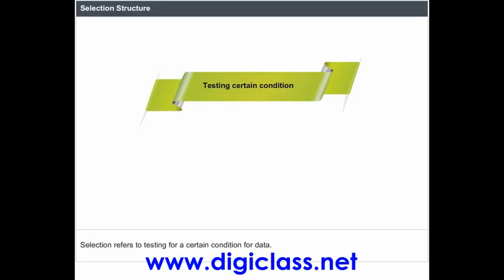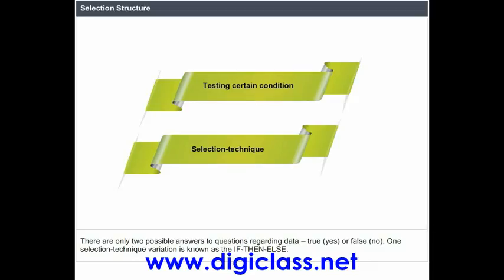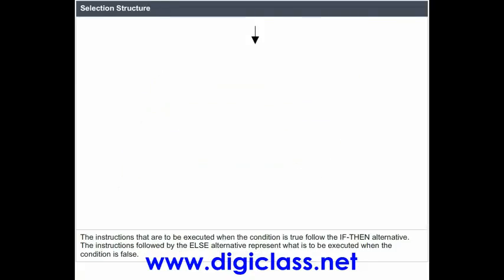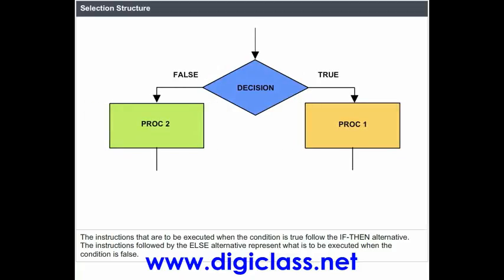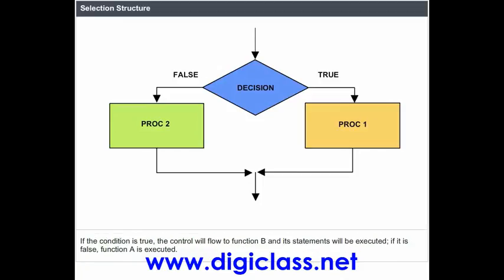Selection structure. Selection refers to testing for a certain condition for data. There are only two possible answers to questions regarding data: true, yes, or false, no. One selection technique variation is known as the if, then, else. The instructions that are to be executed when the condition is true follow the if-then alternative. The instruction following the else alternative represents what is to be executed when the condition is false. If the condition is true, the control will flow to function B and its statements will be executed. If it is false, function A is executed.